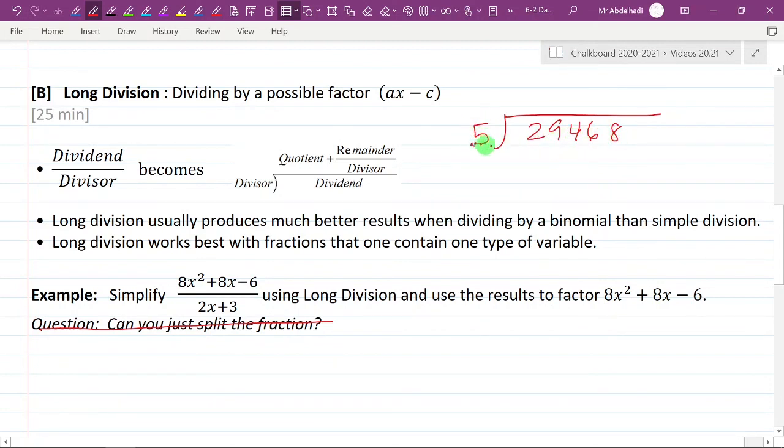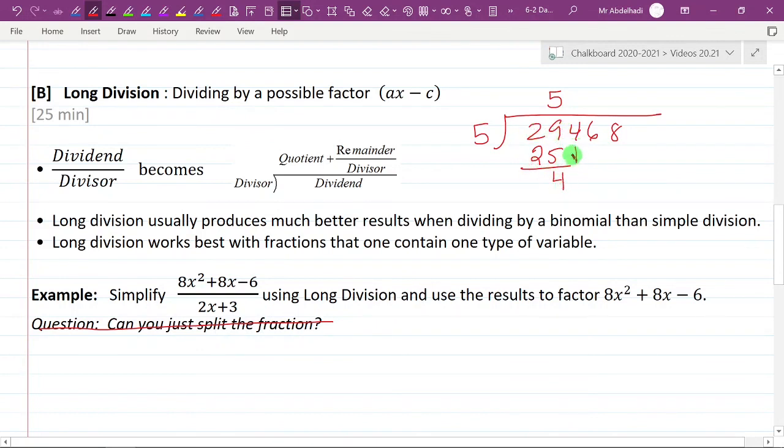Well, you put the 5 out here, and you would go, how many times does 5 go into 2? It doesn't. How many times does 5 go into 29? 5 times. Then you would multiply this 5 times this 5 and write the result down here. 5 times 5 is 25. And what did you do? You subtracted. 29 minus 25 is 4.